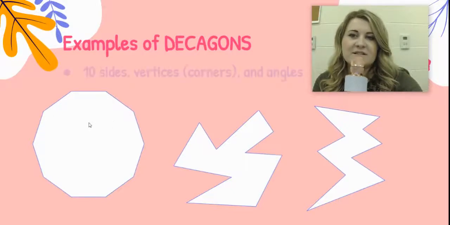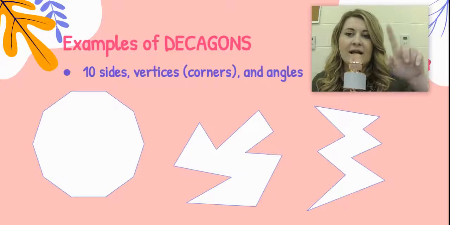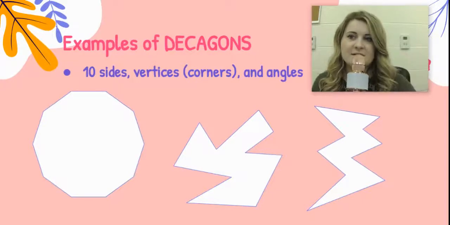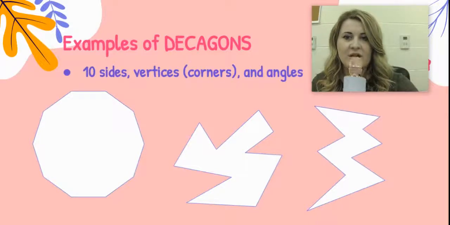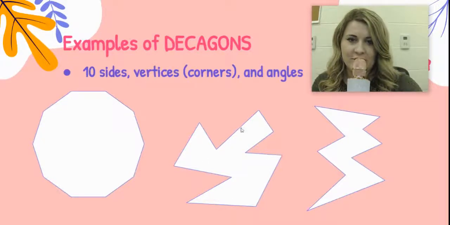Again, this shape looks very similar to a nonagon, an octagon, a heptagon, because they all start to look very, very close together. So that's why we have to stop, count the sides very carefully, count them again to make sure you got it right, and then identify what shape it is based on how many sides they have. So these are all decagons because they all have 10 sides. Let's look at our lightning bolt. 1, 2, 3, 4, 5, 6, 7, 8, 9, 10. In this random polygon here, 1, 2, 3, 4, 5, 6, 7, 8, 9, 10.